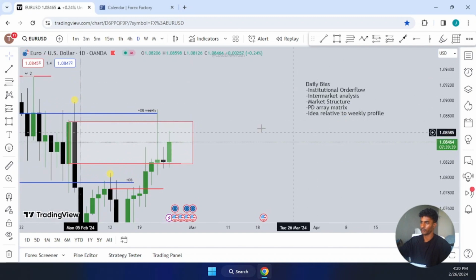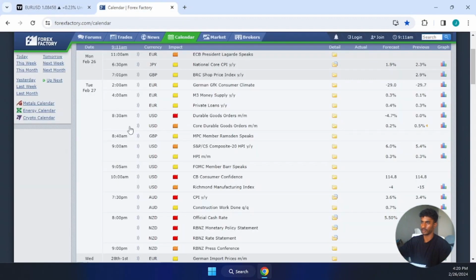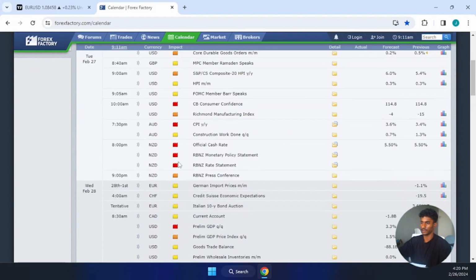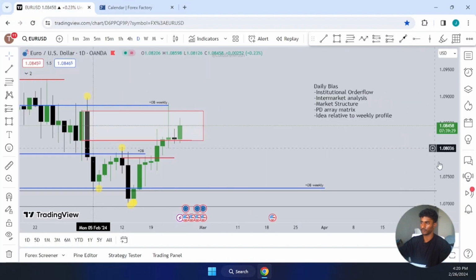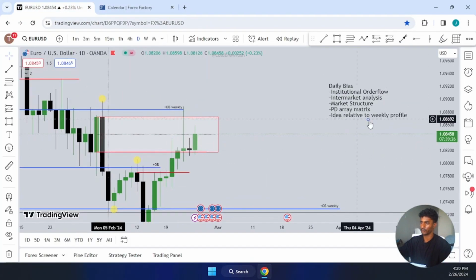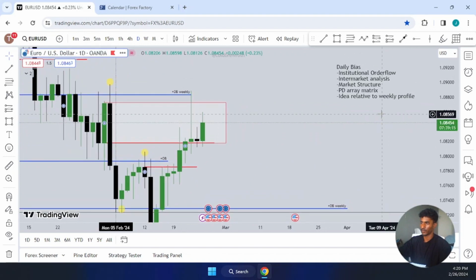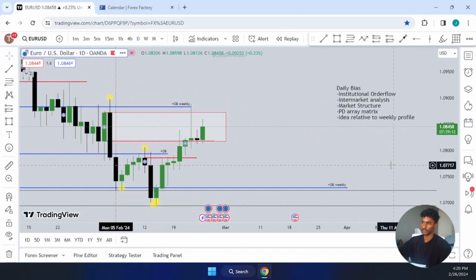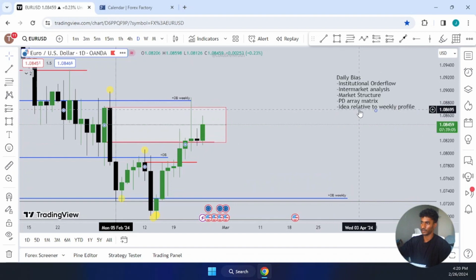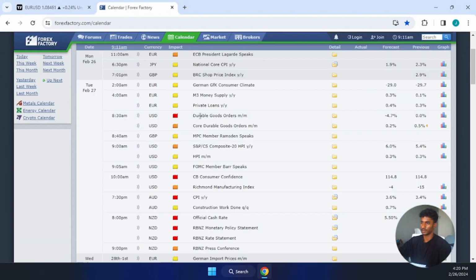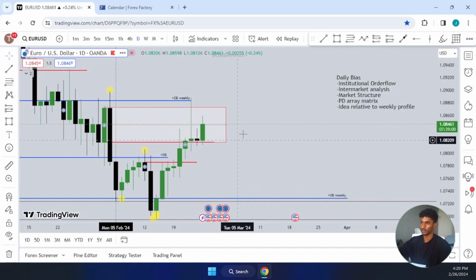So when I have the bias for the day from looking at the daily charts, I have an idea of how the day is going to pan out, and then I have my weekly bias, and from there I'm going to be looking to frame or anticipate a weekly profile. With weekly profiles, I try to anticipate from this. If I don't, then I just carry on.